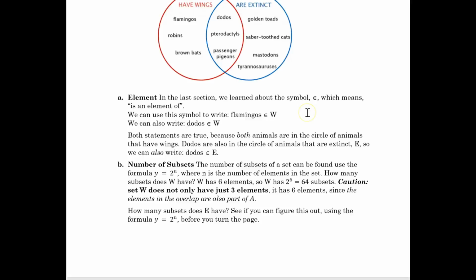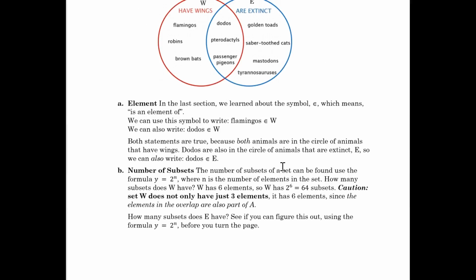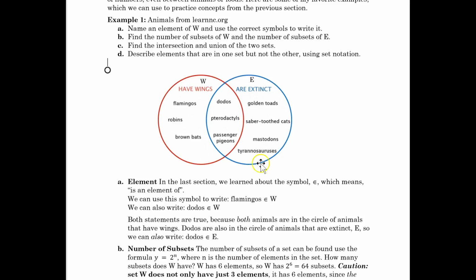The union, on the other hand, is written like a U for union, and it's all of the animals in both of those sets. So the union is everything in here, including the overlap.